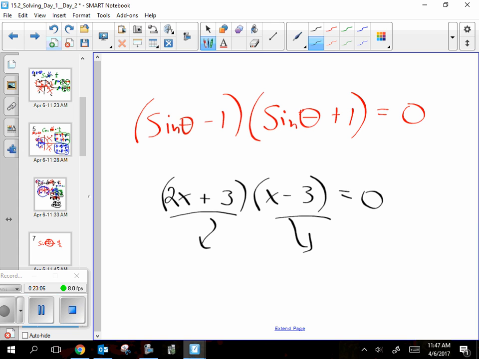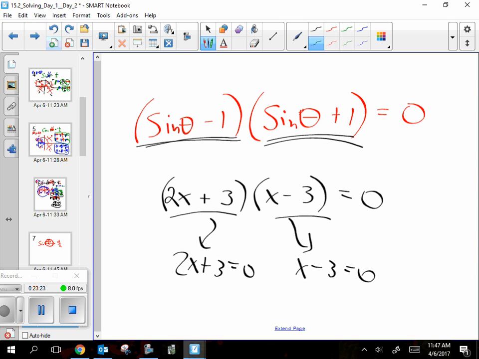Well, then you'd set it equal to 0. 2x plus 3 equals 0, and x minus 3 equals 0, and you have 2 little mini equations to solve. Okay? So how is this like that? Because that equals 0, or that equals 0, and that's 2 equations to solve.